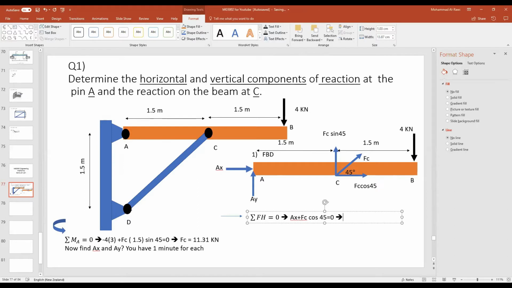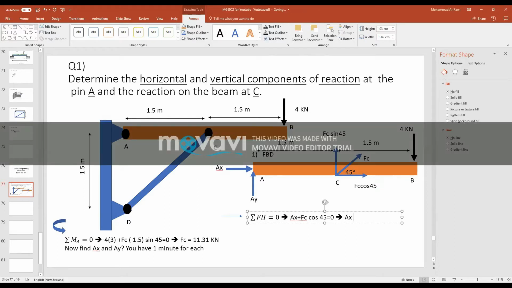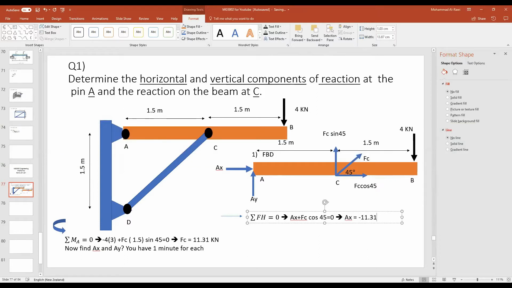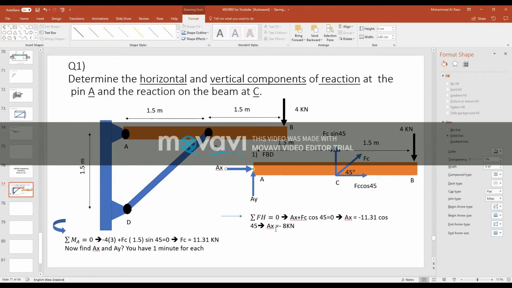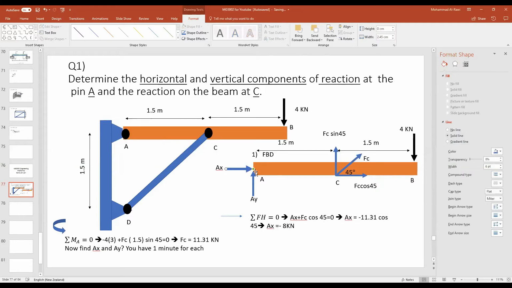Then if I solve this, AX will be equal to minus FC. What's the value of FC? If you remember, we got it 11.31 kilonewtons, cosine 45 degrees. And if you find the answer for this, AX equals negative 8 kilonewtons. And that means the assumption I made was not right. It's supposed to go in the other direction, and that's logically opposite to this FC cosine 45.